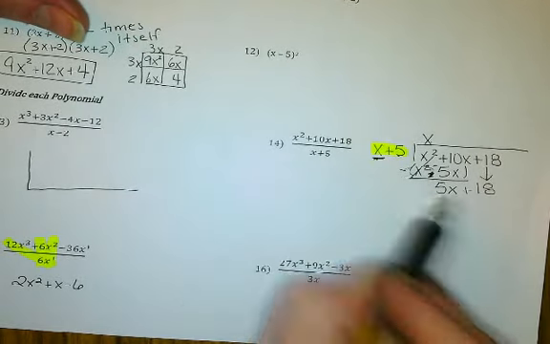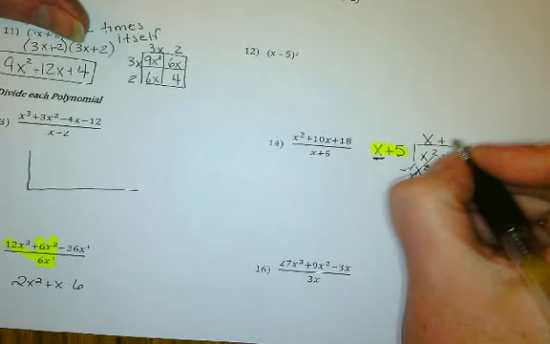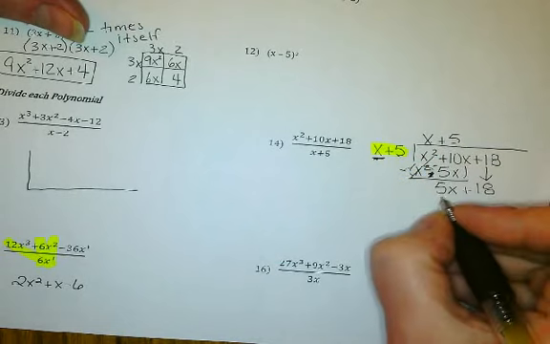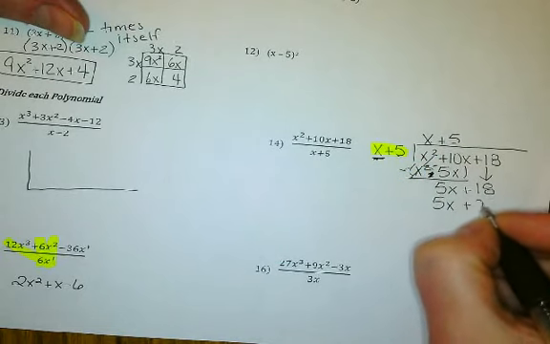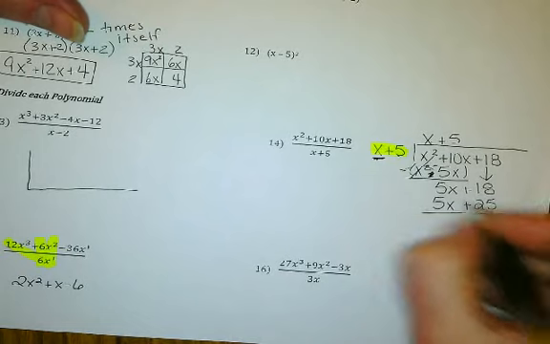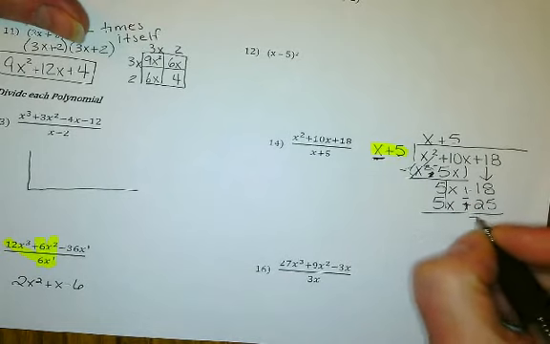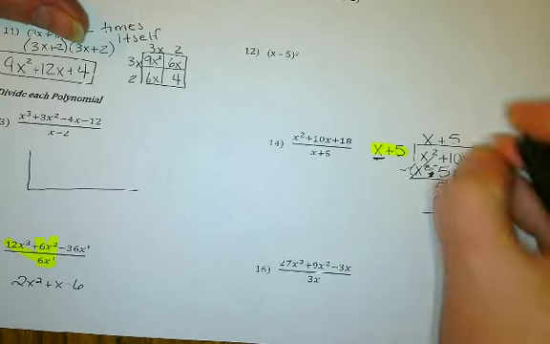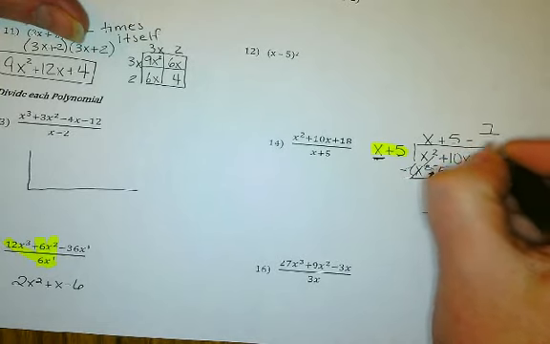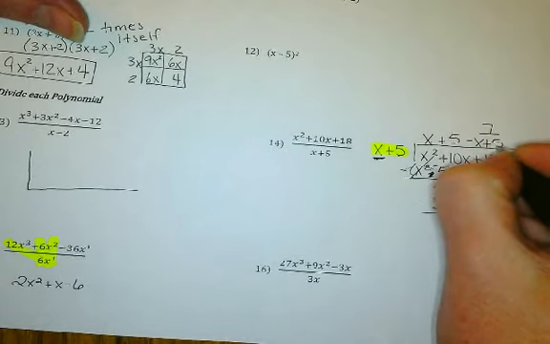And again, I come back here. x times what will give me 5x? That's a 5. 5 times x is 5x plus 25. I cancel and flip, and that gives me negative 7. So to do my remainder, I'm going to do minus 7 over x plus 5.